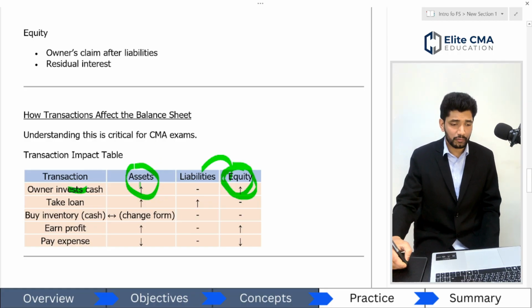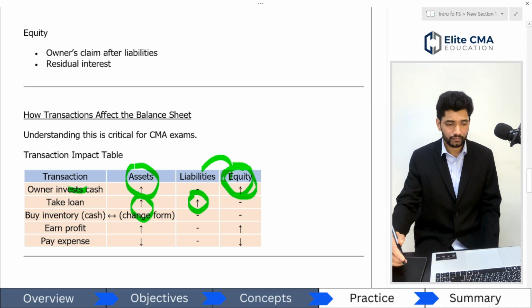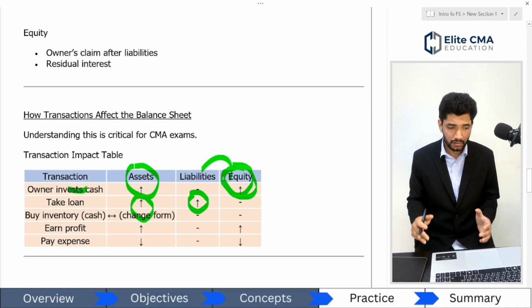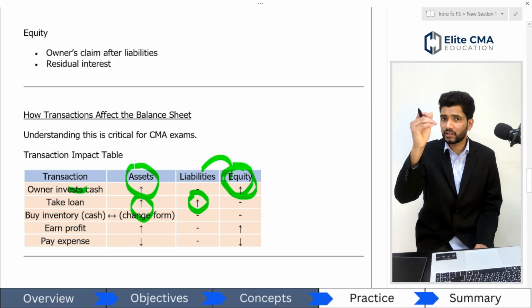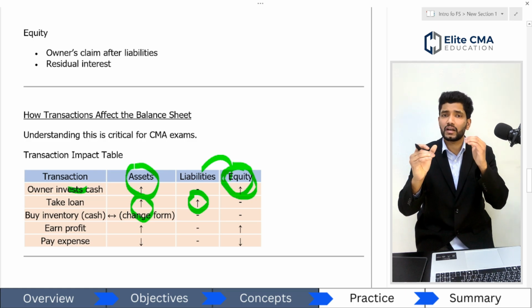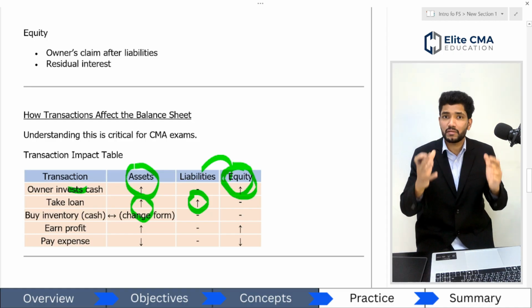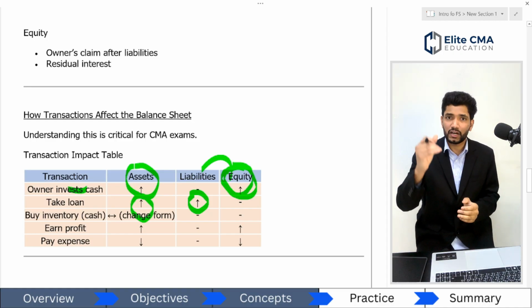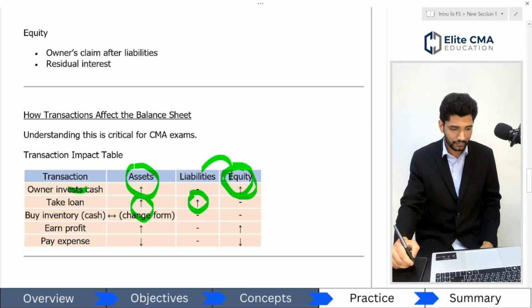So, take a loan. Suppose a company takes a loan, which will increase the asset, cash will increase, and the liability, loan is a liability which also increases. Then buy inventory for cash. Buy inventory for cash means your cash is reduced and on the other side inventory is increased. There will be no net impact on the asset side. One item gets reduced and one item gets increased.